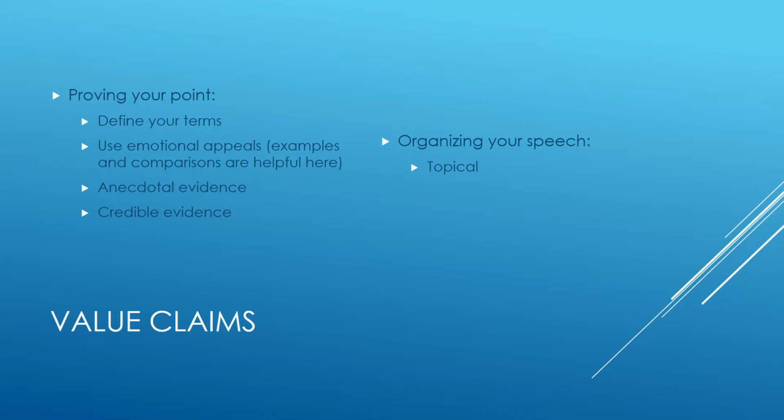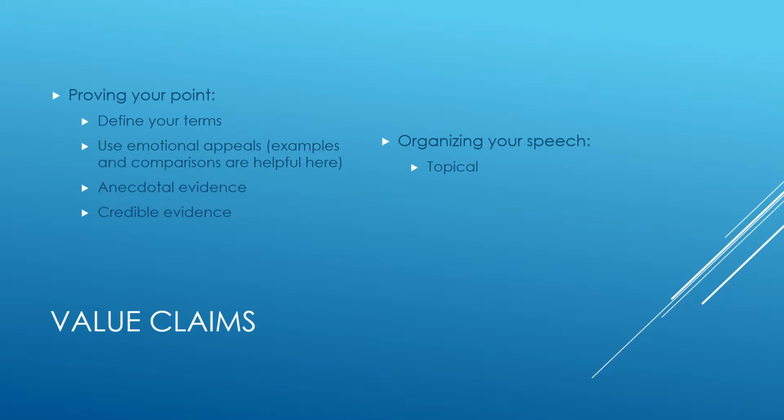Using emotional appeals seems to be something that audiences relate to when you are putting together a value claim. And that's something we'll talk about in the next lecture, which would be pathos. So emotional appeals seem to work. Anecdotal evidence is also something that audiences tend to tune into. So find anecdotal evidence for your value claim.